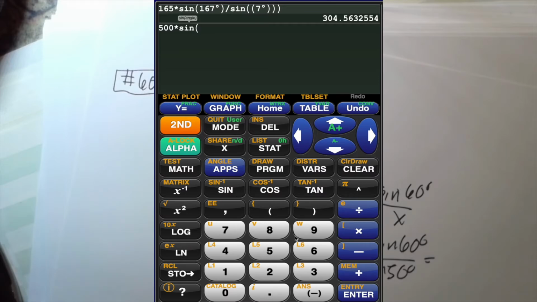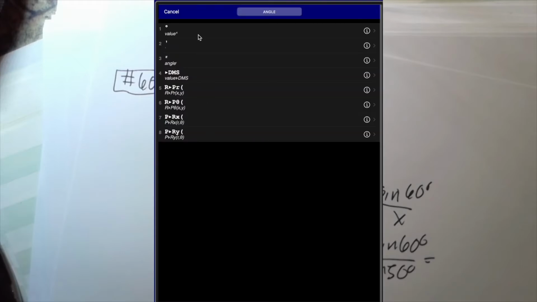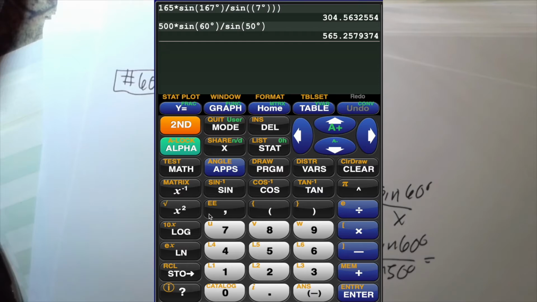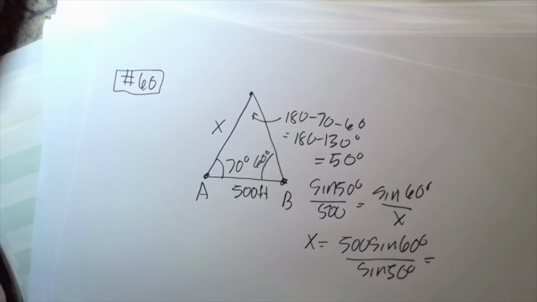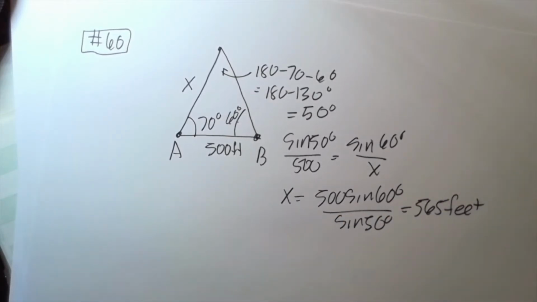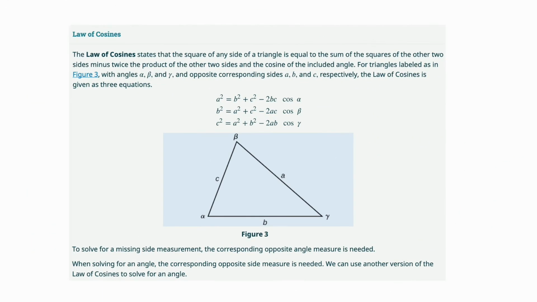times the sine of 60 degrees, even though that's one we should know. We'll just plug in the calculator. Sine of 50 degrees is not one we should just know off the top of our head. And we get 565.565 feet.